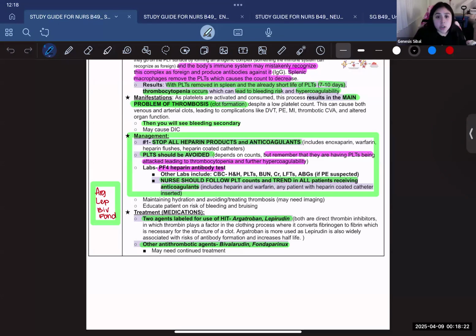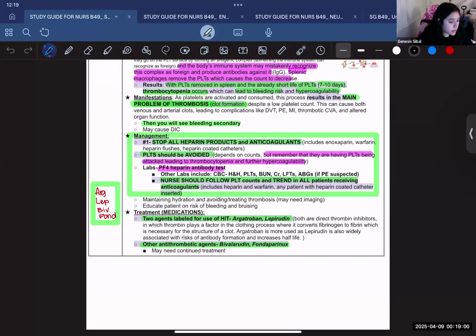Other labs, obviously, looking at their H and H, seeing if they're having that bleeding risk. Do they have an active bleed? Their platelets, obviously, BUN and creatinine, LFTs, ABGs. That's to deal with whether there are any clots affecting our kidneys, our hepatic organ, and additionally, whether we're having any pulmonary embolisms, DVTs, anything like that. And the nurse should follow the platelet count and trend in all patients receiving anticoagulants anyway. That includes heparin products, warfarin products, and if there's a heparin-coated catheter inserted as well.